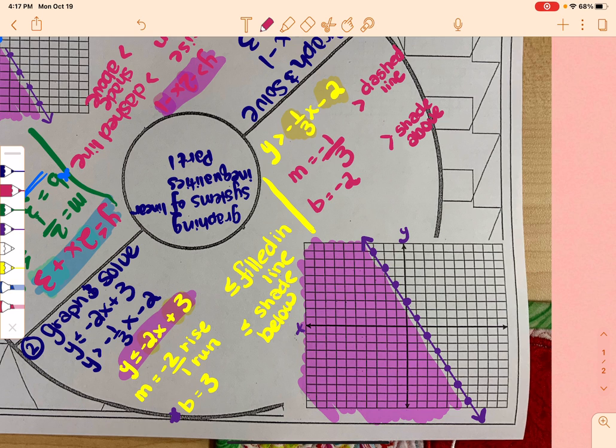Okay, now I'm going to go to the second one. I start with my B value, so -2. My slope is -1 over 3, so I go down 1 and over 3. Now we said this is going to be a dash line. Sorry, making a dash line is harder on the iPad than it appears to be. There we go. Maybe that's better.